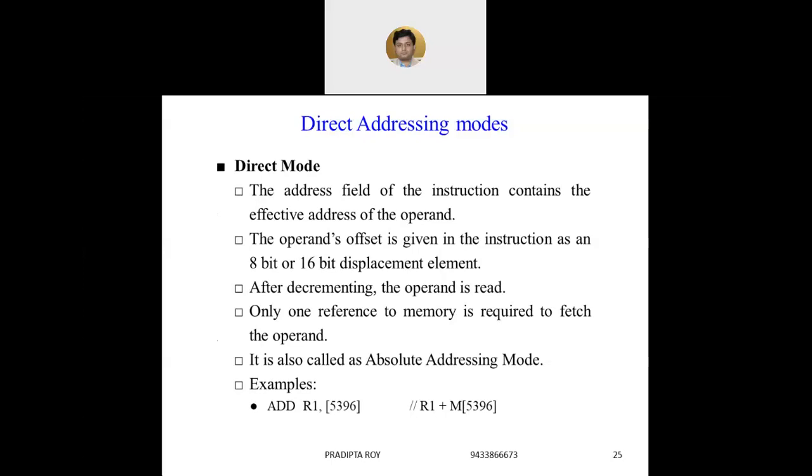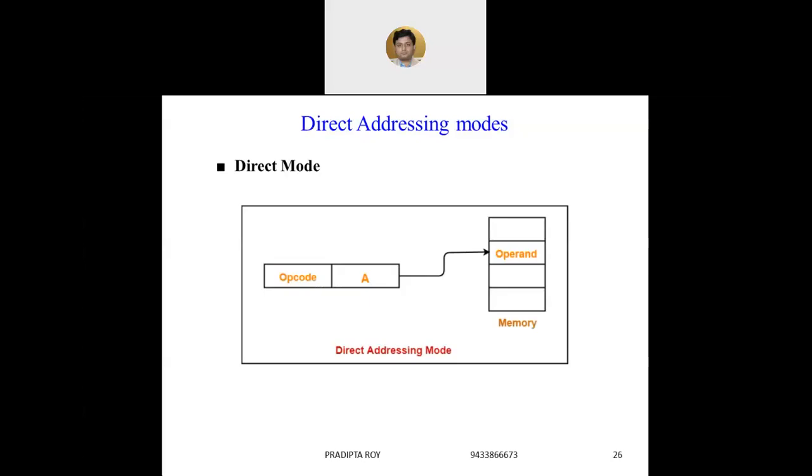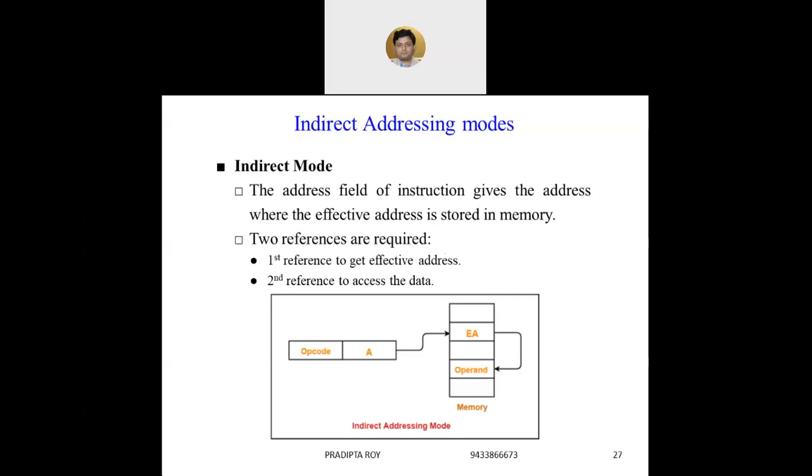Next, direct mode. Here, the address field of the instruction contains the effective address of the operand. It is also known as absolute addressing mode. Suppose the example is ADD R1, 5396. Here 5396 actually refers to the memory address, a direct memory address. So if the system goes to that 5396 memory location, it will find the data there, and that data can be fetched to add with the content of R1 according to the given instruction.